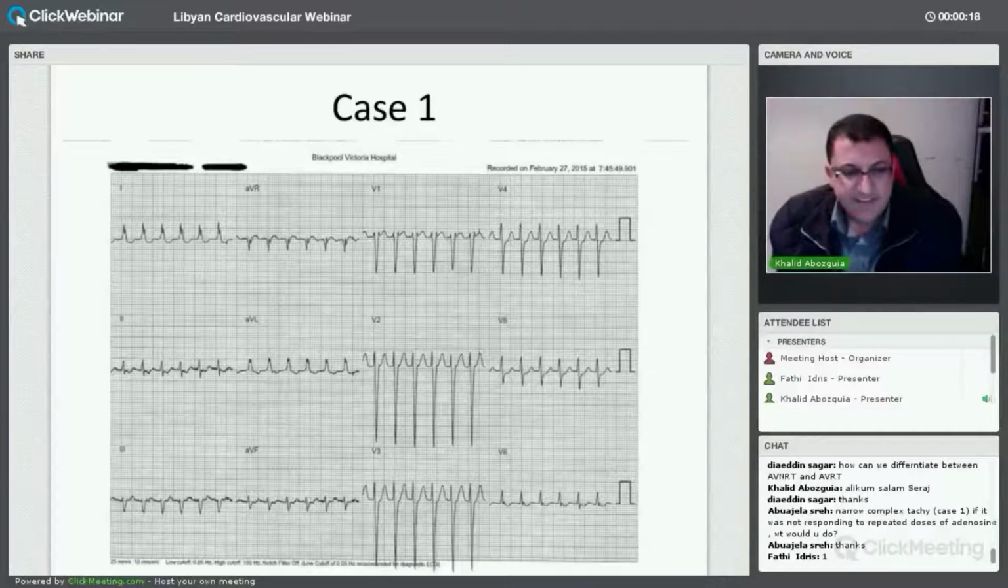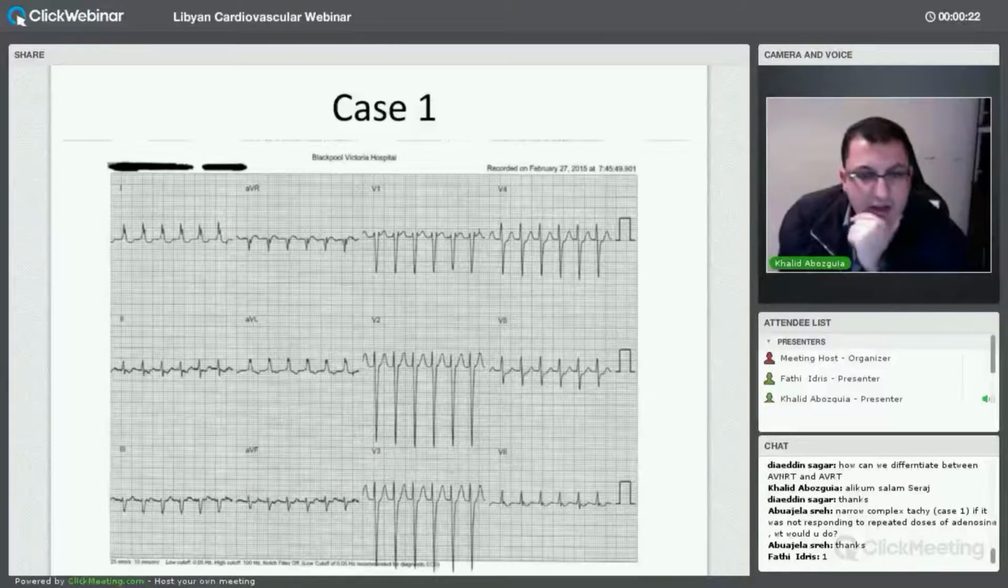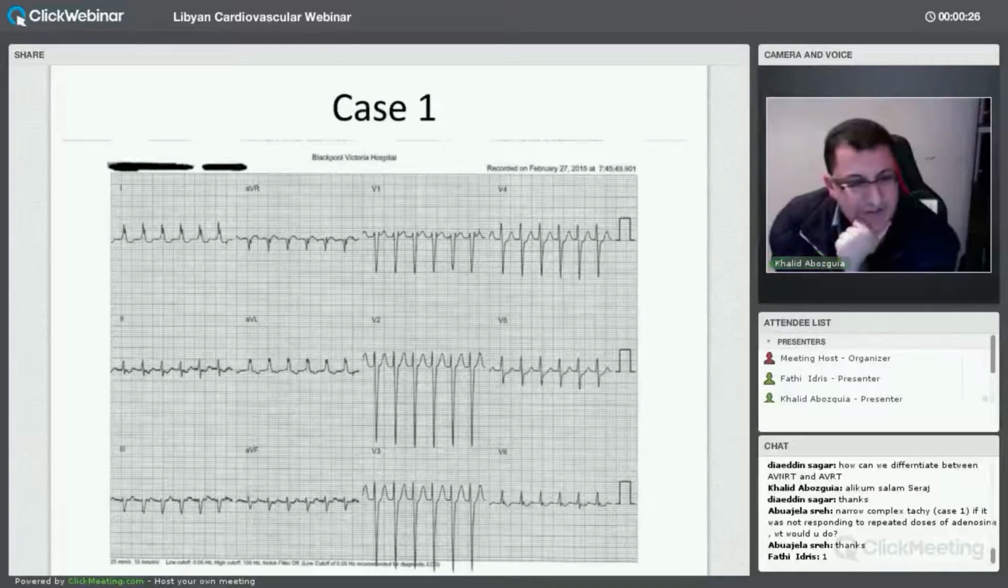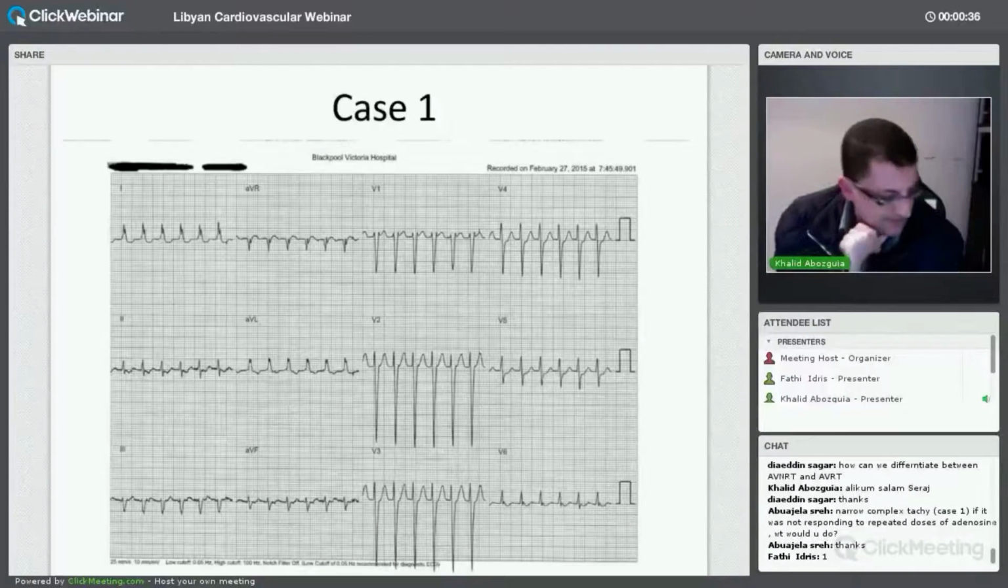Right. So again, these are short cases. We have this young patient who we just saw, as you could see from the date, just last year, presented with palpitations, hemodynamically stable. I'll give you a few minutes to look at the ECG, then I'll give you the options.